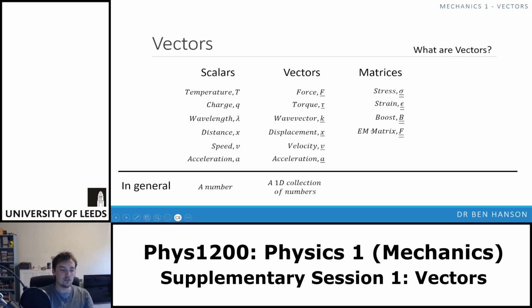But don't worry about it right now. We're going to stop at vectors. But a matrix is not just a list of numbers. It's a square of numbers.